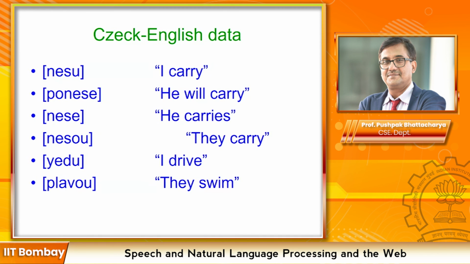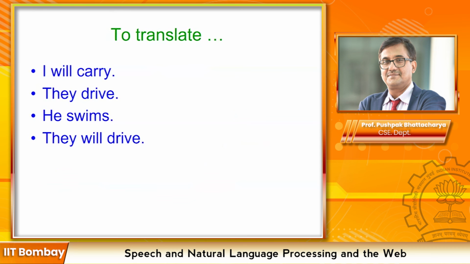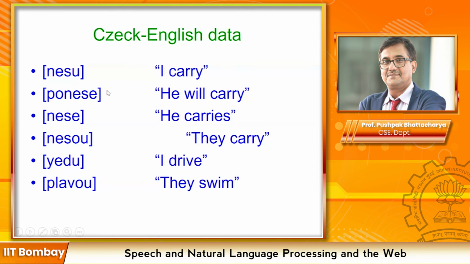Now I'll have to arrange. I have these three morphemes. Now I have to do syntax planning. I have to arrange them properly and put them together. So I will carry. Will should become Po, Nes, U. Po for will, Nes for carry, and U for I. Okay. So see now what has happened. I will carry. I comes in the beginning of the sentence, but in Czech, the corresponding I morpheme goes to the end of the string.